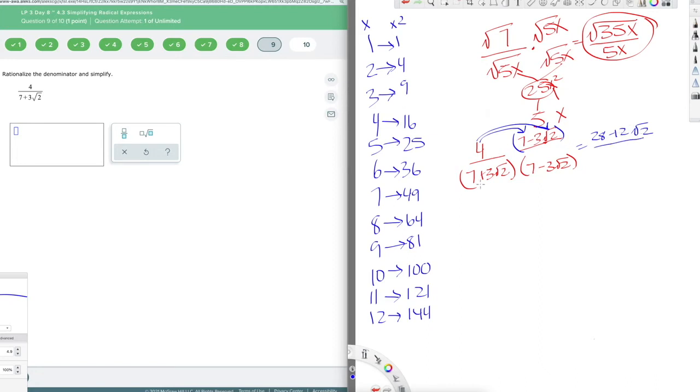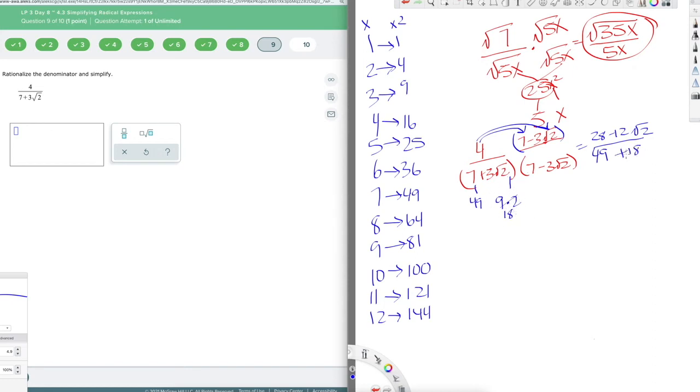So on this one, I have 7 times 7. And then if I remember the rules for the difference of squares, it's the first number squared and the second number squared, which would be 9 times 2. If I square the square root of 2, it is 2. 2 times 9 is 18. So this would turn into plus 18.